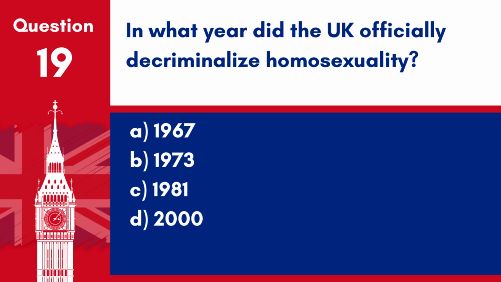Question 19. In what year did the UK officially decriminalise homosexuality? A. 1967. B. 1973. C. 1981. D. 2000. Answer A. 1967. The Sexual Offences Act of 1967 decriminalised homosexual acts in private between two men over the age of 21 in England and Wales.